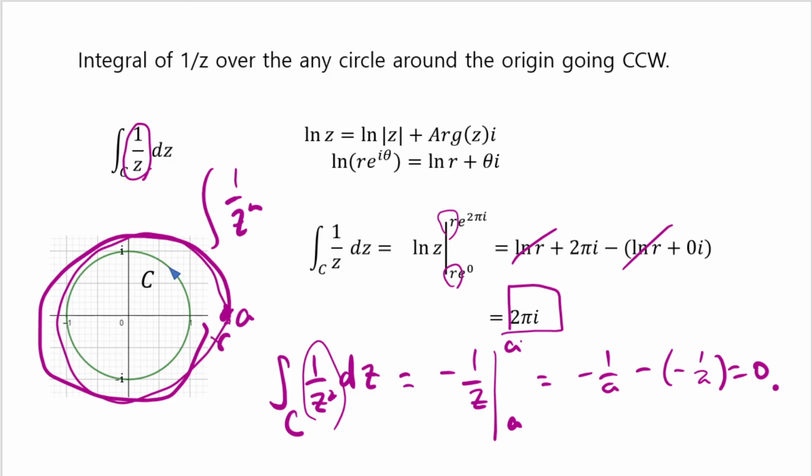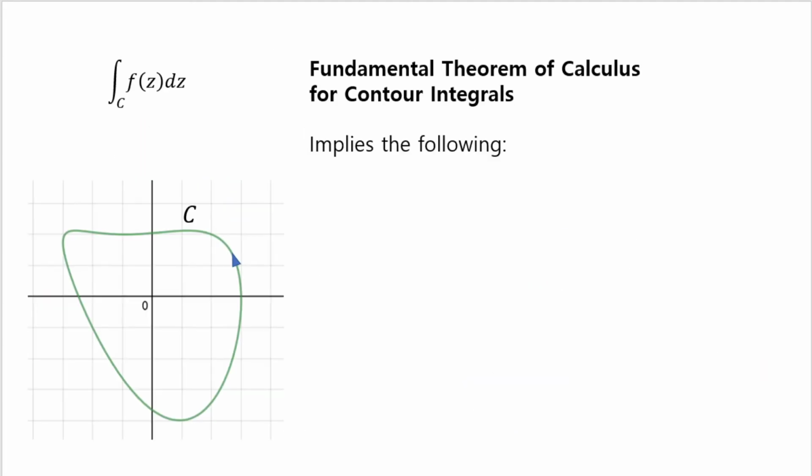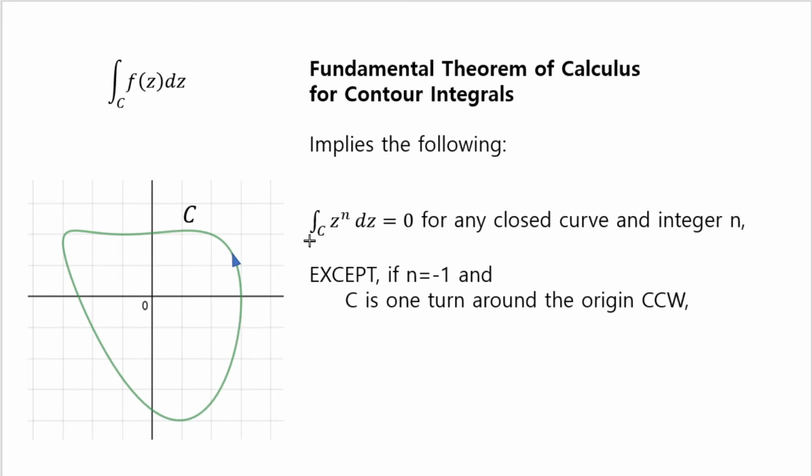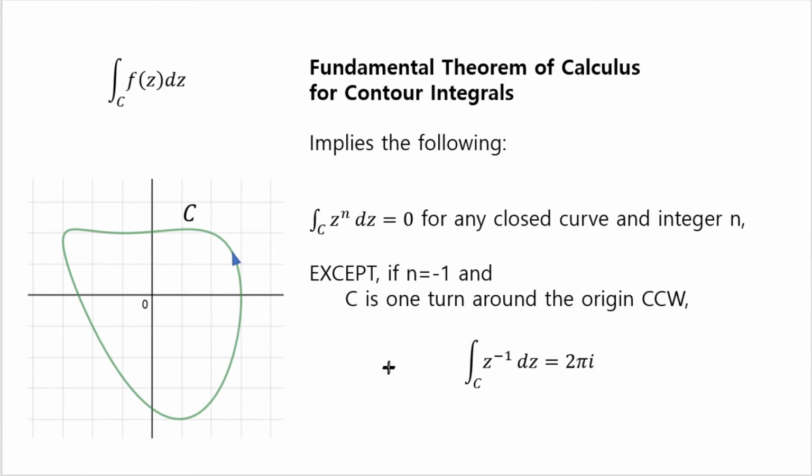So here's what we learned so far. We found out that for any closed curve C, integration of z to the n dz will be 0, except when n is negative 1. When n is negative 1, what is that? That's z to the negative 1th power, which is 1 over z, right? We just found out that 1 over z is something peculiar. Just because the antiderivative is log, and log is a multivalued function, you end up with 2 pi i.